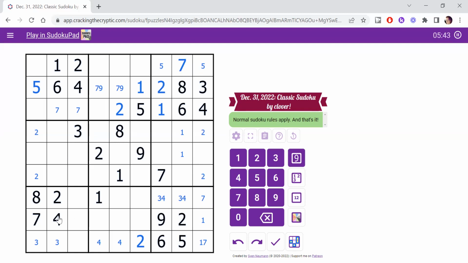Let's look at 8s. Not much to go on. Nope, let's go to 9s. All right. 9 blocks here, 9 must go there, which makes that a 5. All right. And 9 must go down here. Not sure where yet.